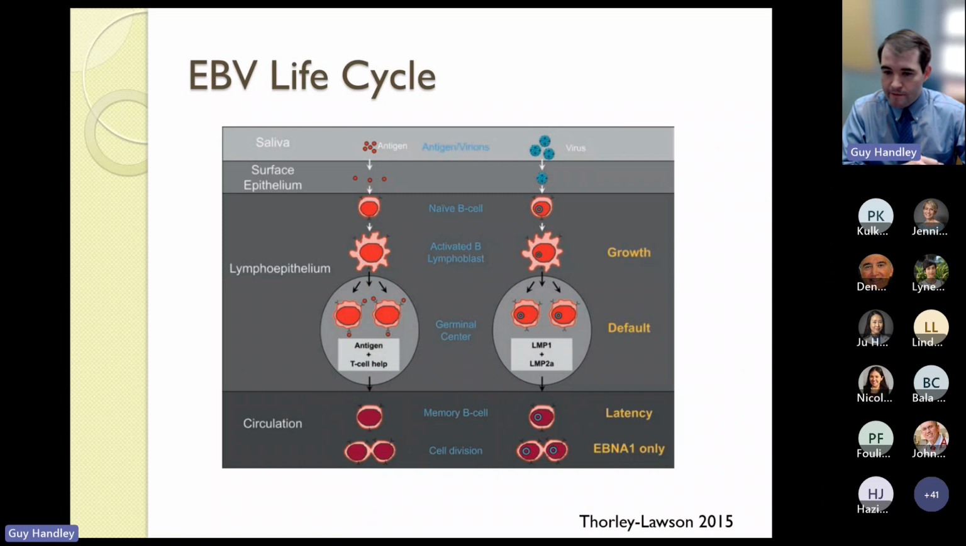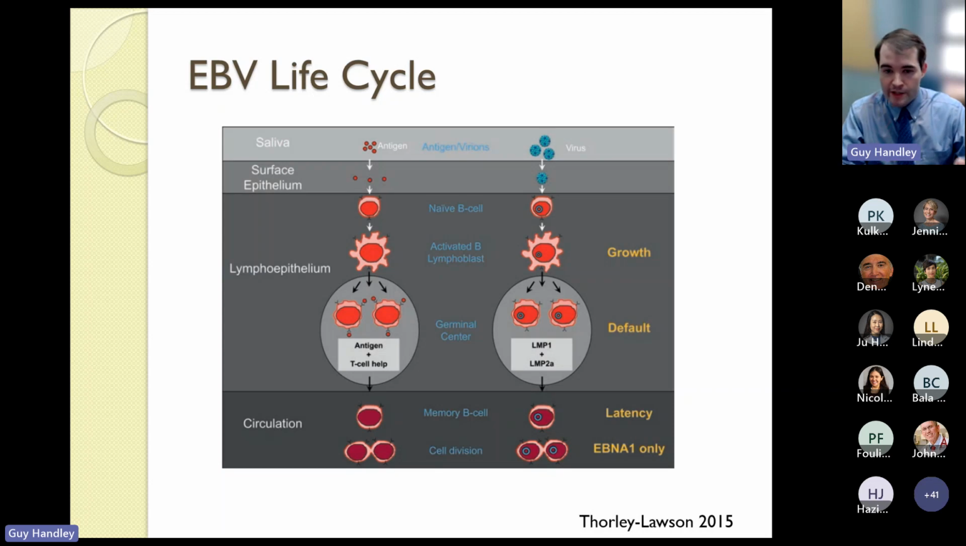So this is a figure that I took from a paper by Dr. Thorley Lawson, who is brilliant, probably the most preeminent person with EBV in the world. And it really goes over two different things. The first, on the left side, is our normal humoral response to antigens.